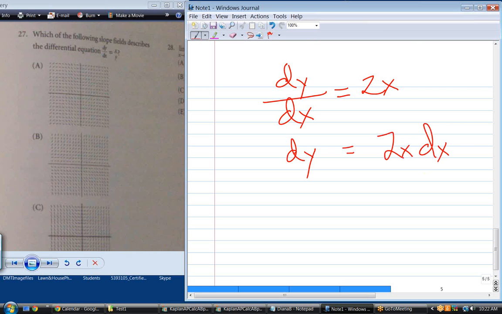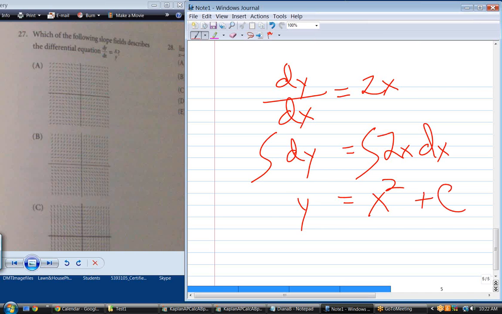Now, my object is to solve for y. Whenever I have a differential equation like this, my goal is to solve for y. Well, to solve for y, I have to integrate the left, which means I have to integrate the right. And now I have y. The integral of 1 dy is just y, and that's equal to x squared plus c.